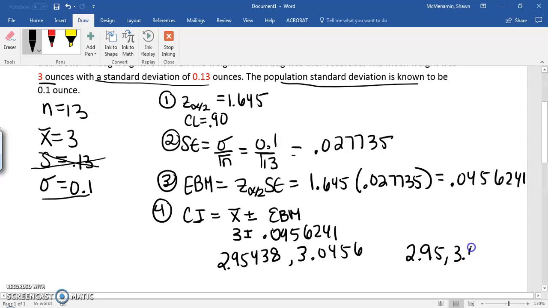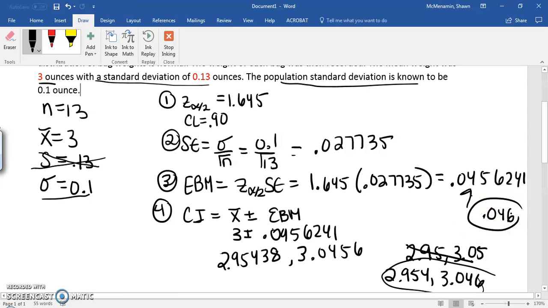When you round to 2 decimals, you get 2.95, 3.05. Actually, it wanted 3 decimals, so you want 2.954, 3.046. So this is your confidence interval. Your error bound for the mean is right here. With rounding, that would be 0.046.